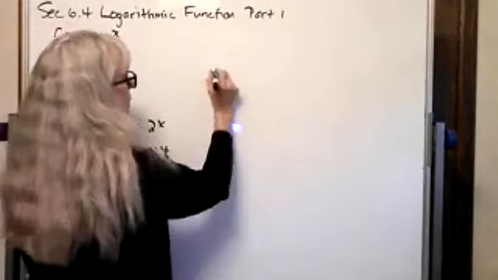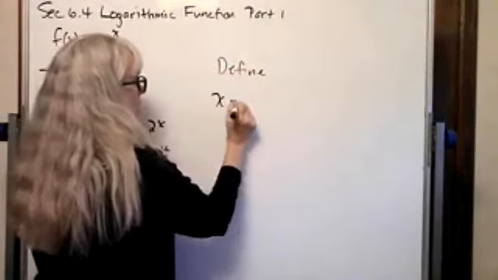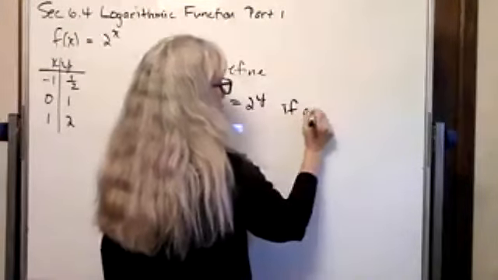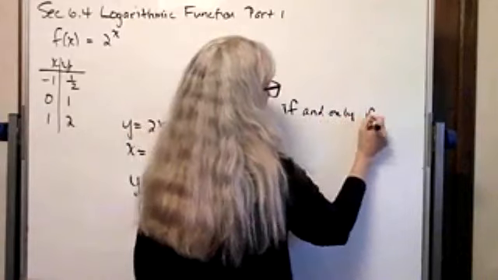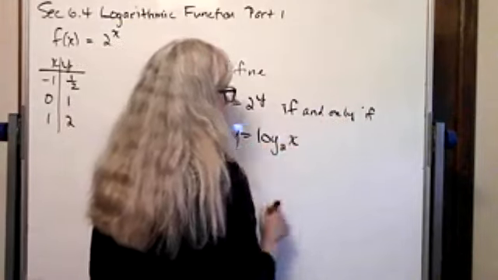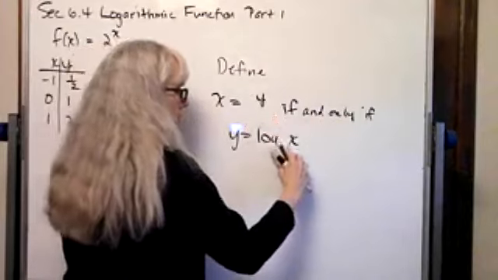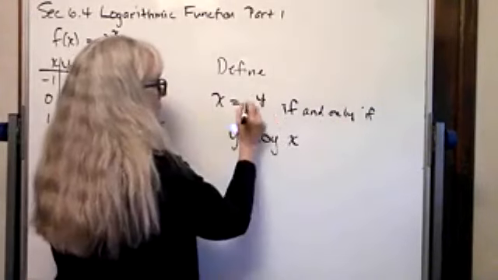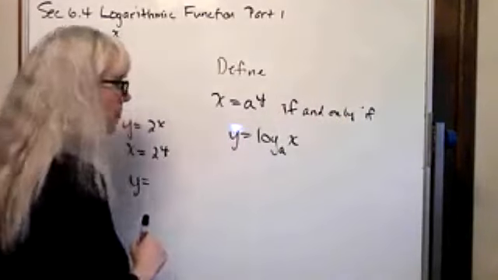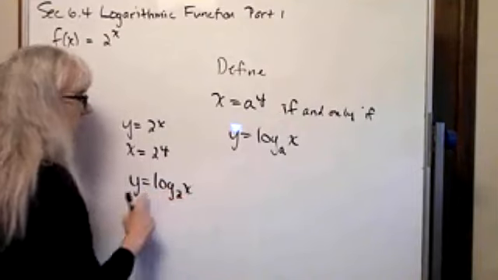What we do is define a function that is the same as x equals 2 to the y, if and only if y equals log base 2 of x. Let's do this more generically. I'm going to take out the 2, call it an a, so that we would have log base a of x. For our function right here, it would indeed be log base 2 of x. So now it's a y equals function.